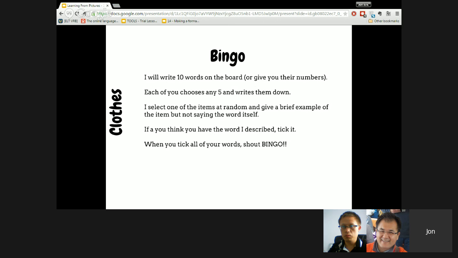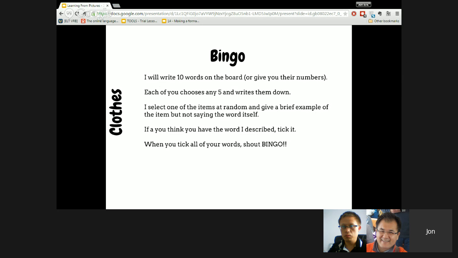Okay. The next one, let's see. This item of clothing you wear around your neck. It's especially good to keep you warm. Okay. The next item of clothing. I can't believe no one has bingo yet. The next item of clothing.